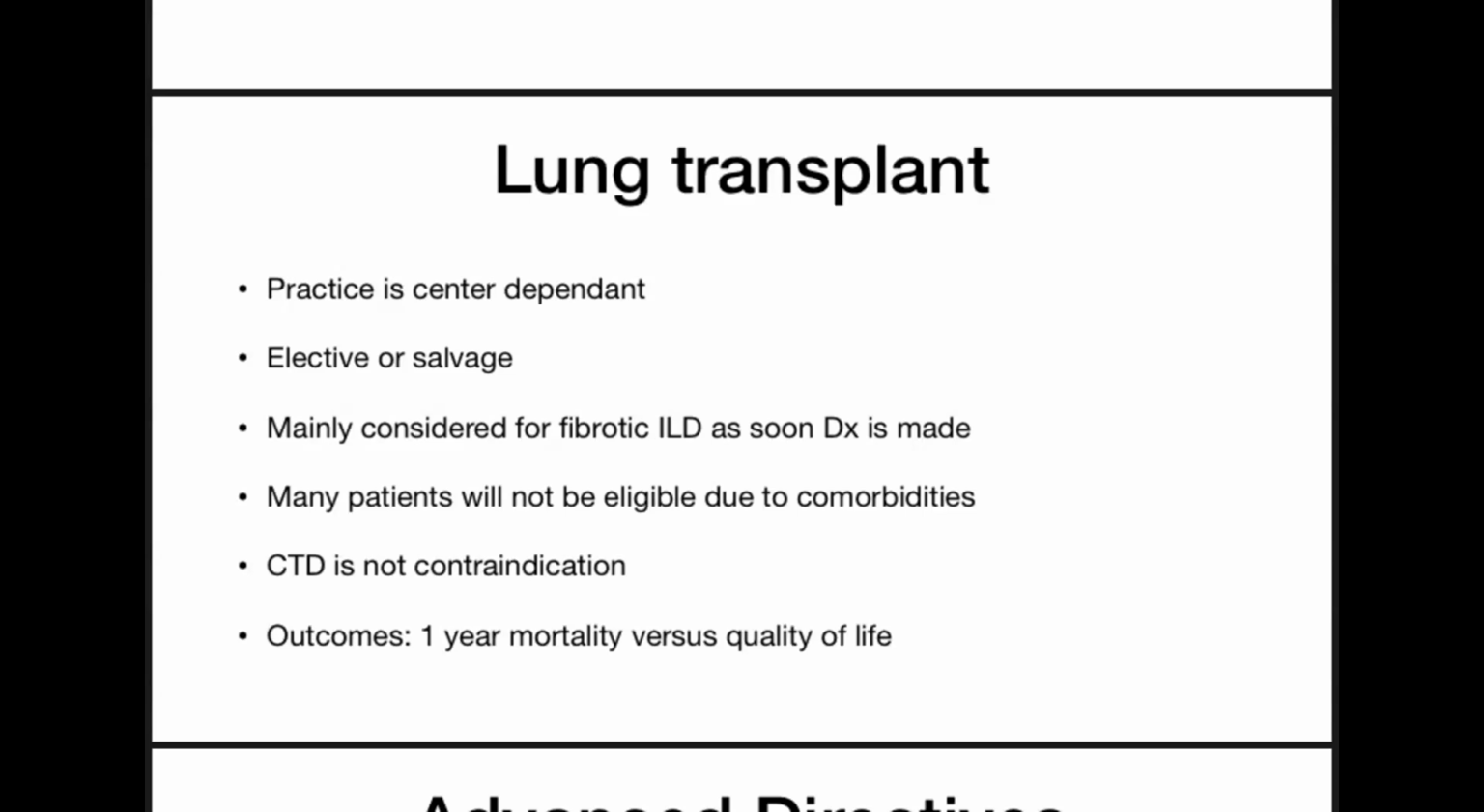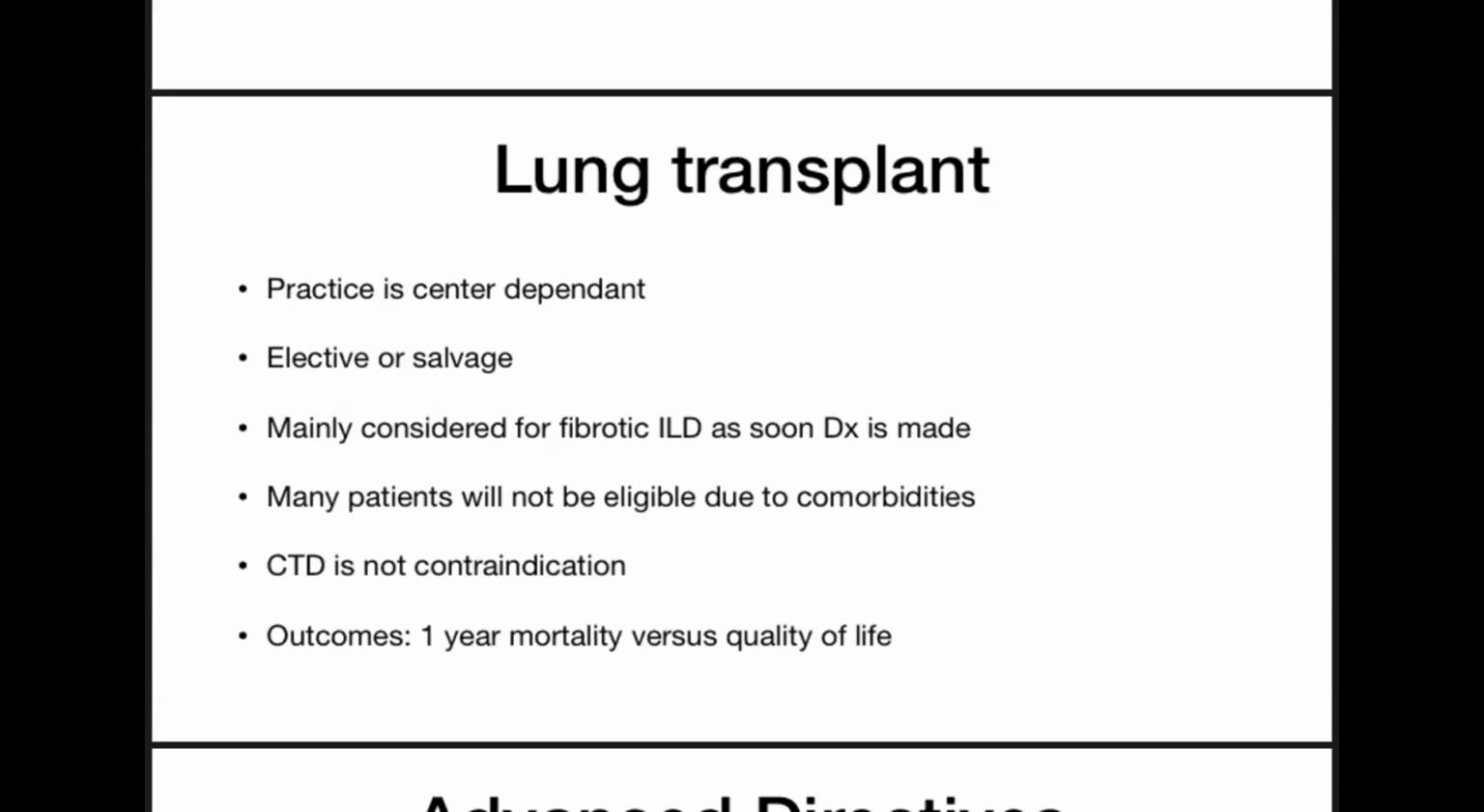Someone is known to have maybe an interstitial lung disease, they come in with an exacerbation, and if you think you can treat the underlying cause, you can use it as salvage therapy at that time. So it's considered more for fibrotic ILD, and as soon as the diagnosis is made. However, based on patient frailty and comorbidities, they may not be considered.